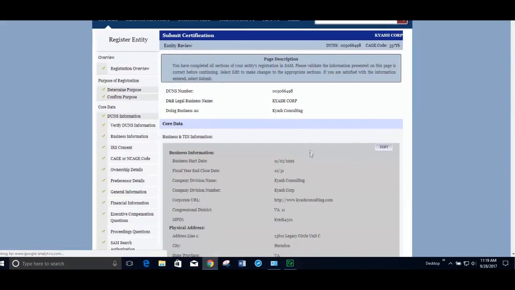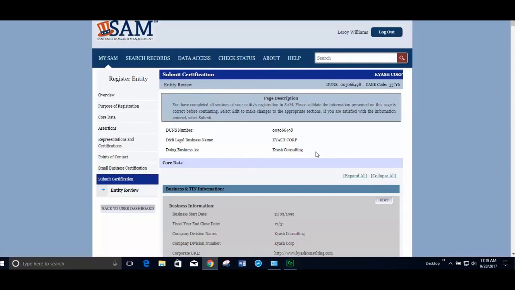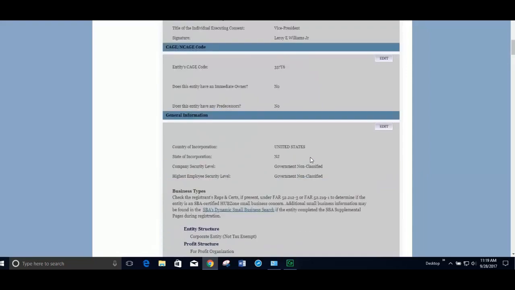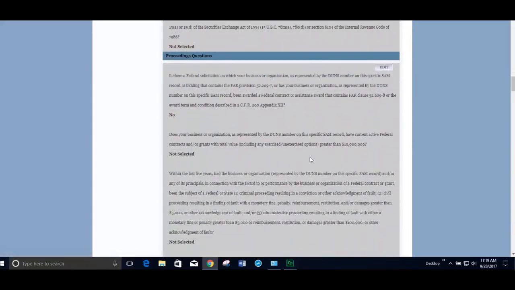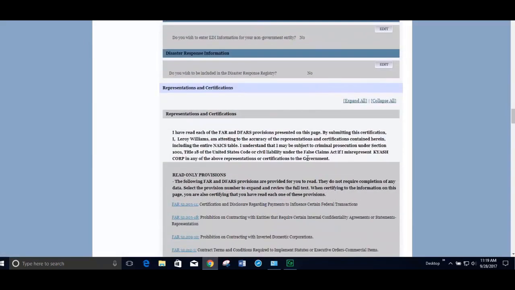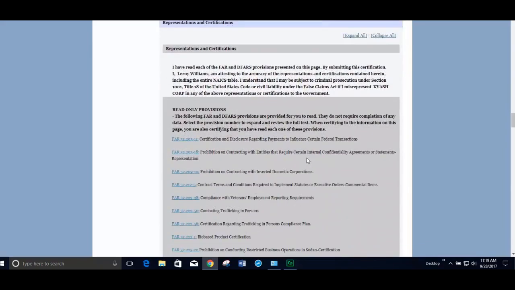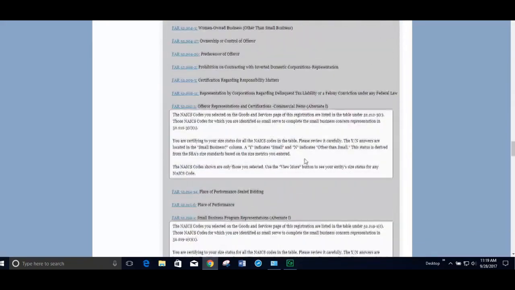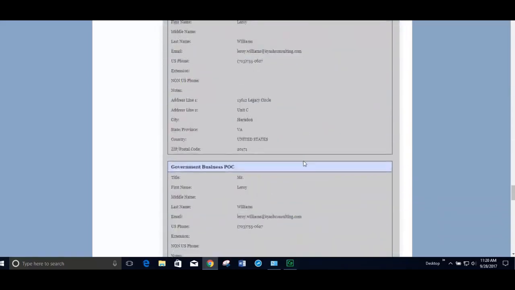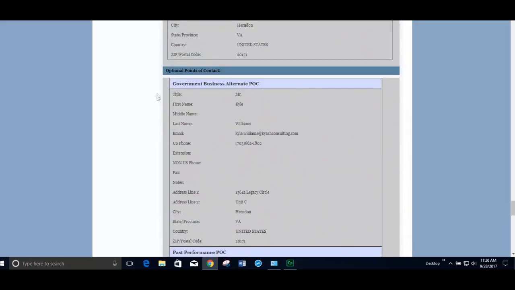Okay, so we're going to scroll through everything: business TIN information, general information, financial information, executive compensation questions, proceeding questions, assertions, size metrics, EDI information, disaster response information, representations and certifications. Scroll through all those. Mandatory points of contact, alternate points of contact.